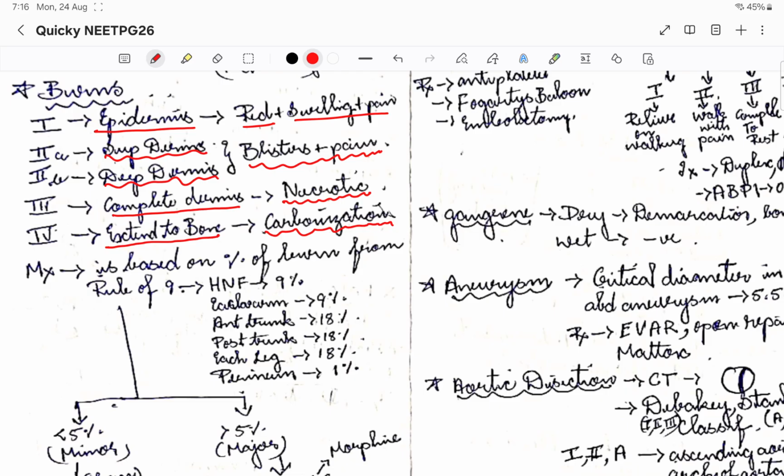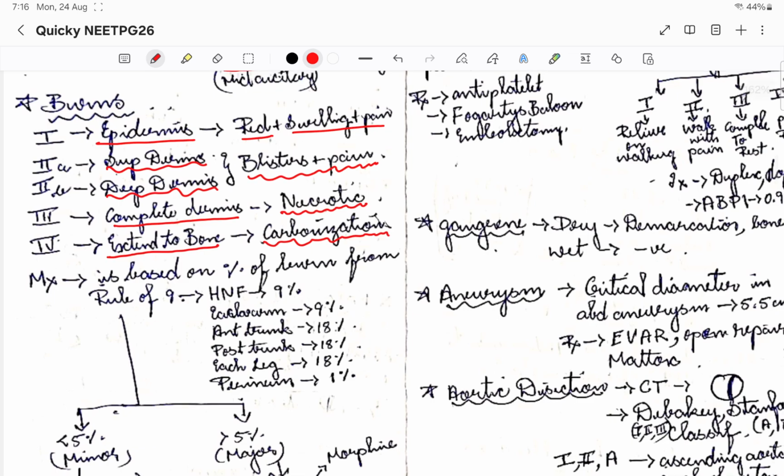Please remember that for a fourth degree burn, if we are doing an autopsy, if the patient is dead, we are going to go for a virtual technique of autopsy. Please remember that extra point.